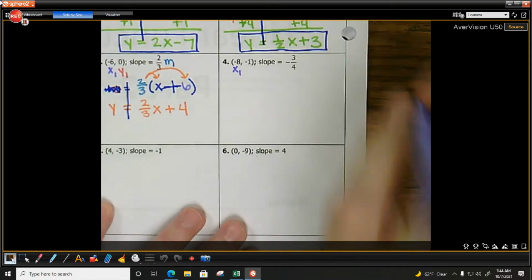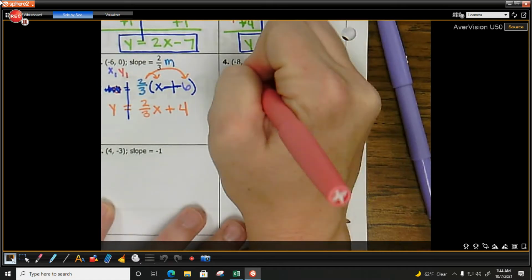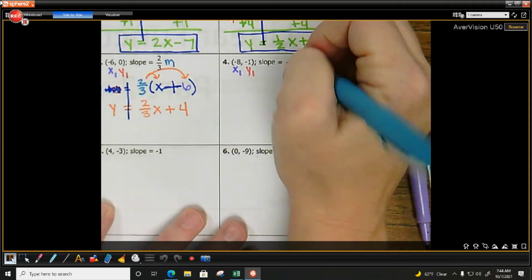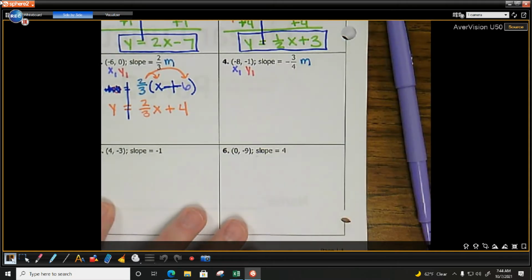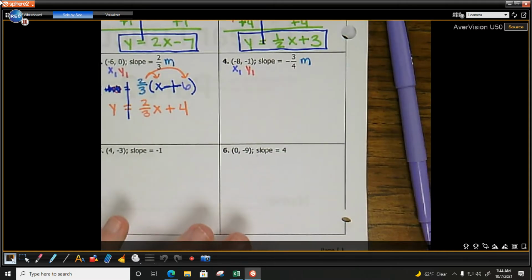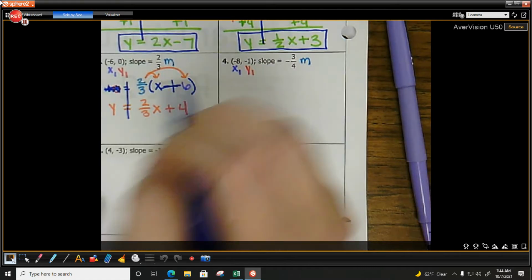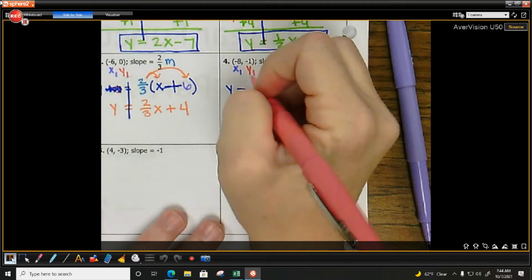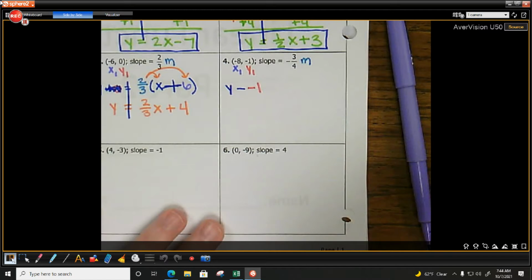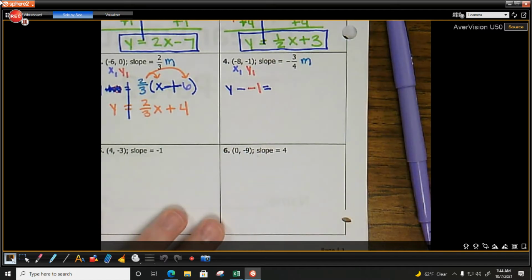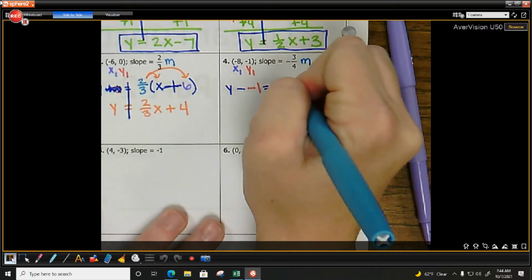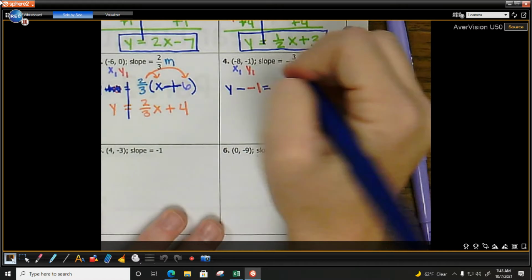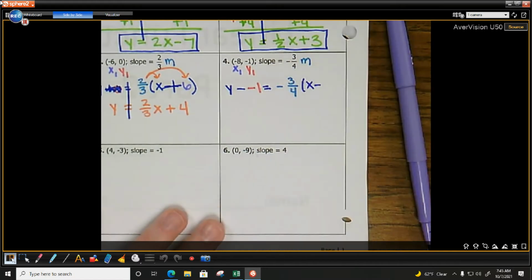Label x1, y1, and then label your slope. Do we have to memorize this formula? No, it's on your formula chart, okay? So y minus, what's y1? -1 equals, what's m? -3/4 times x minus, what's x1?